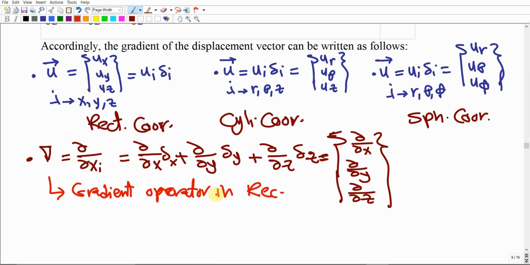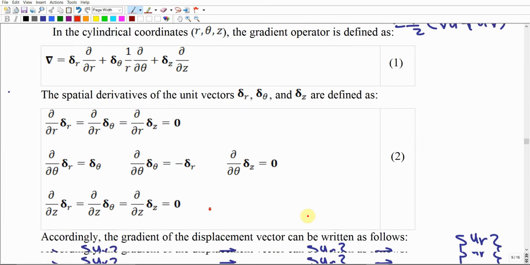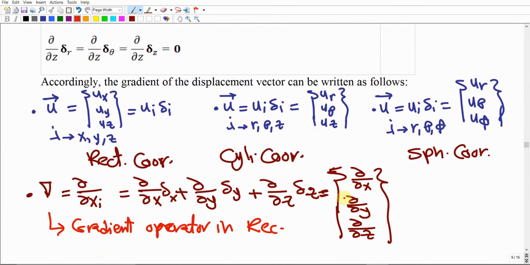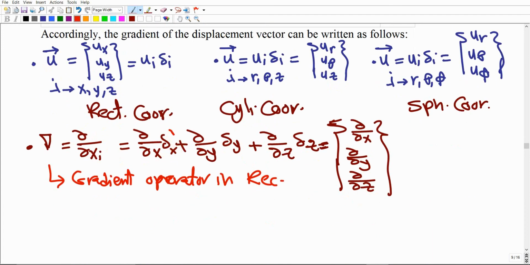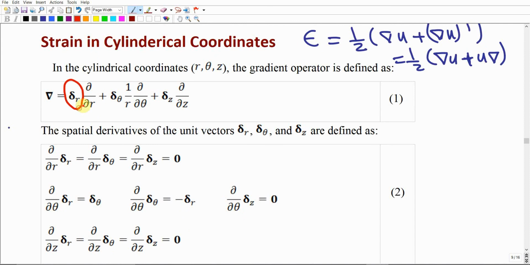In the cylindrical coordinate, it will have a different form, with this form. Here we were talking about the x component, the y component, and the z component, because we have delta x, delta y, and delta z. But now we have delta r, which is the unit vector, and delta theta and delta z. These are the unit vectors in the cylindrical coordinates.